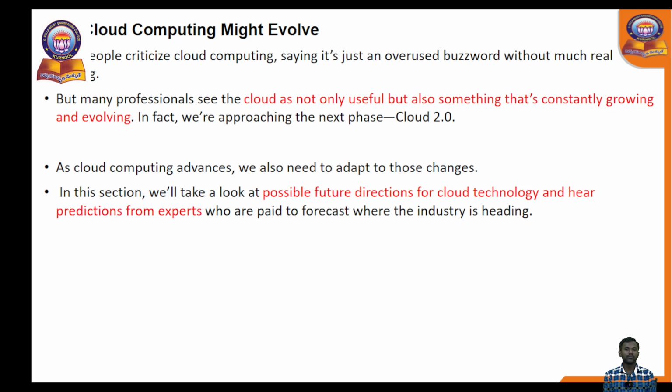As cloud computing advances, we also adapt to those changes. We are currently in cloud 1.0, the cloud is continuously growing and evolving, and we may move to the next approach, that is cloud 2.0. So we have to adapt to the changes of the next advances, the cloud 2.0 advances. We have to be ready to adapt to the changes.